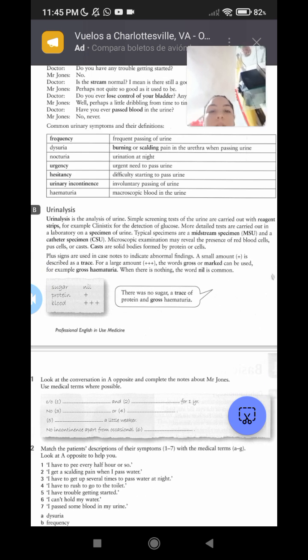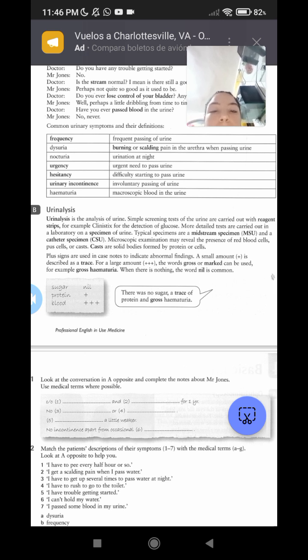Urinalysis is the analysis of urine. Simple screening tests of the urine are carried out with reagent strips, for example, dipstick tests for the detection of glucose. More detailed tests are carried out in the laboratory on a specimen of urine. Typical specimens are midstream specimen, MSU, and catheter specimen, CSU.